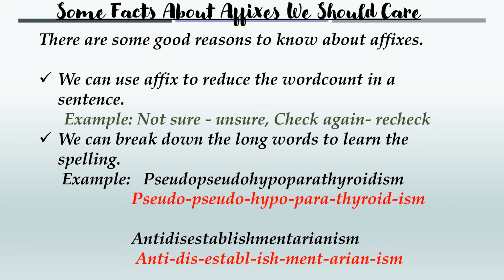The second reason is we can break down long words to learn the spelling. Here you can see the example: pseudohypoparathyroidism. It is difficult to read, but when we break long words down, it is easy to pronounce that word. It is easy to learn the spelling.